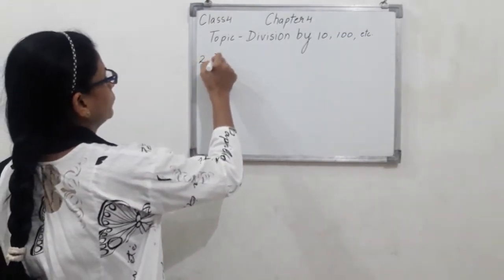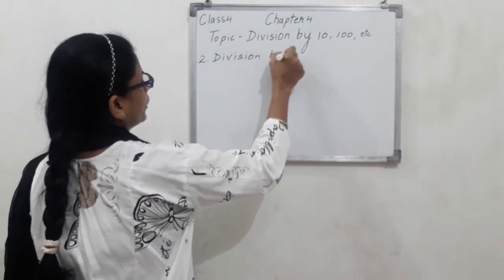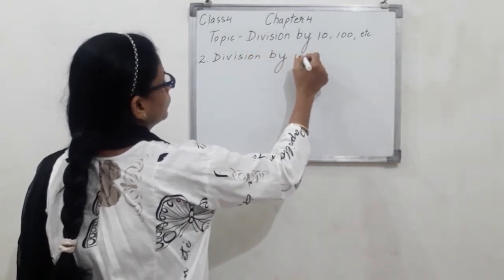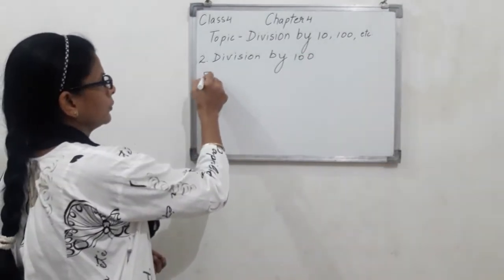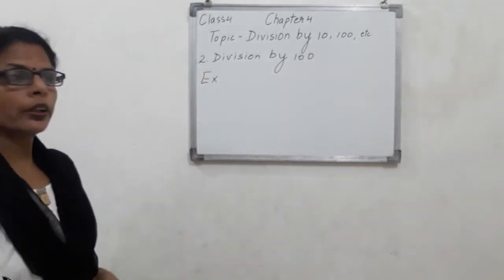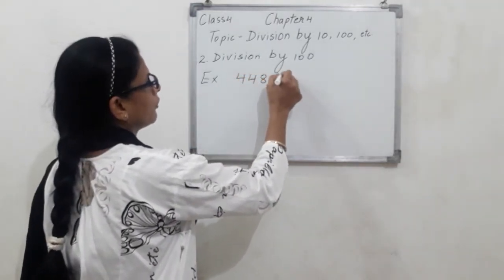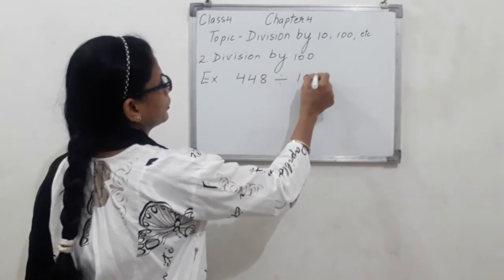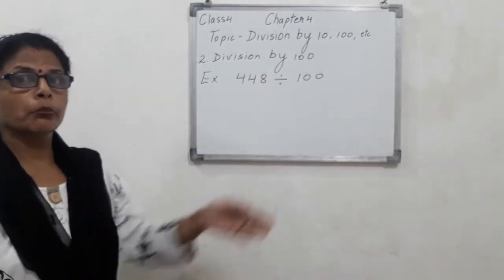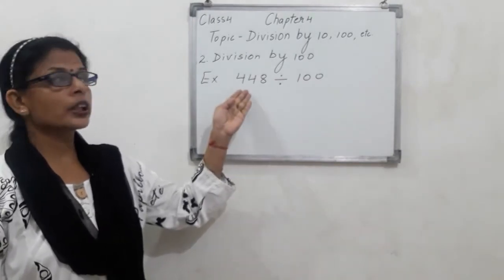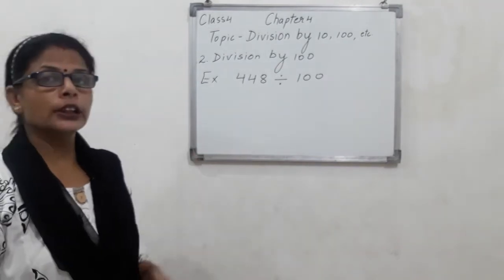Division by 100. For example, the question is 448 divided by 100. We have to divide 448 by 100. Here also 3 digits and here also 3 digits. Right? First we'll see in the long method.